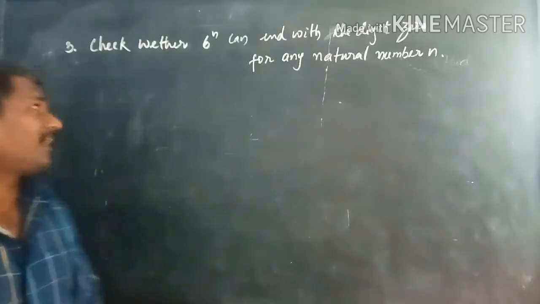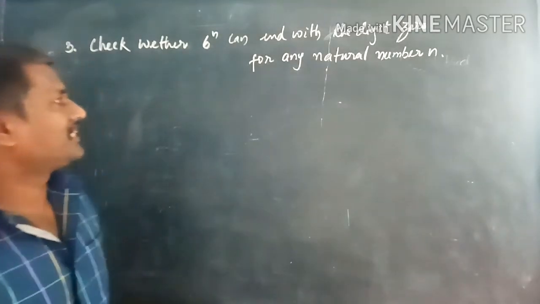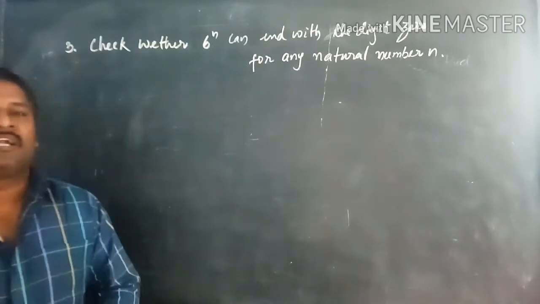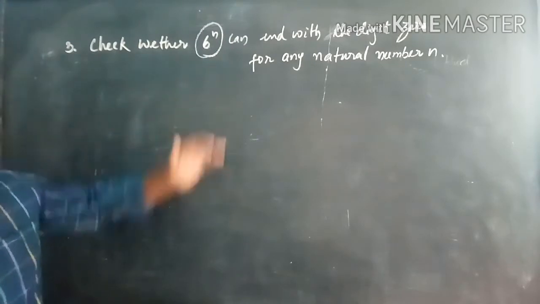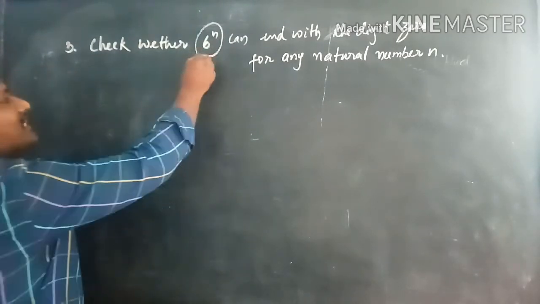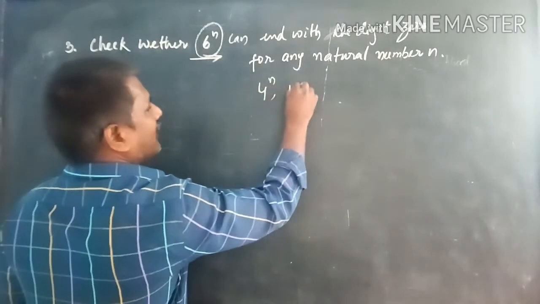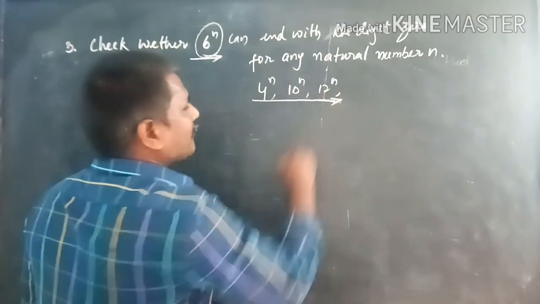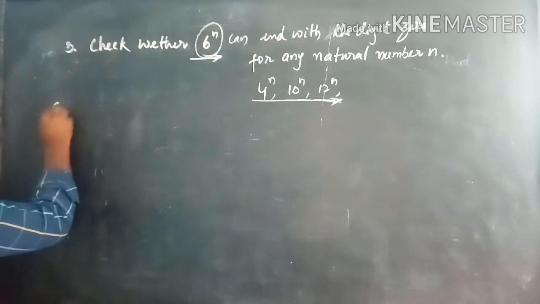Now let us start the third bit. Check whether 6 to the power n can end with the digit 0 for any natural number n. Now you have to check whether the given number 6 to the power n ends with the digit 0 or not. The question may be asked with 6 to the power n, or 4 to the power n, or 10 to the power n, or 12 to the power n, whatever the number, but you have to follow the same process and same method. What is that? Let us start the solution.